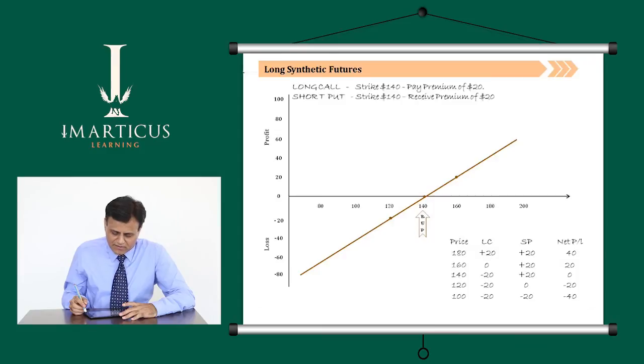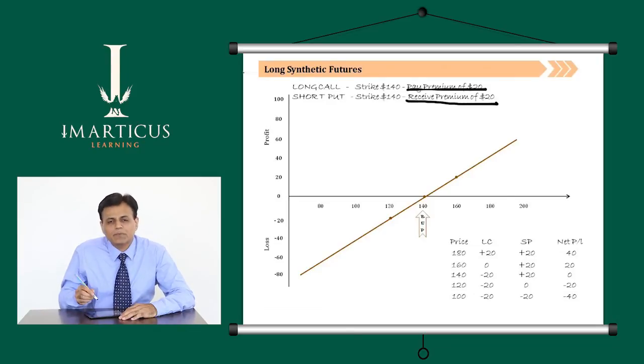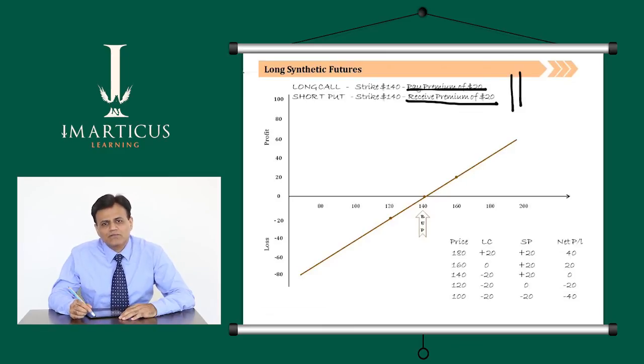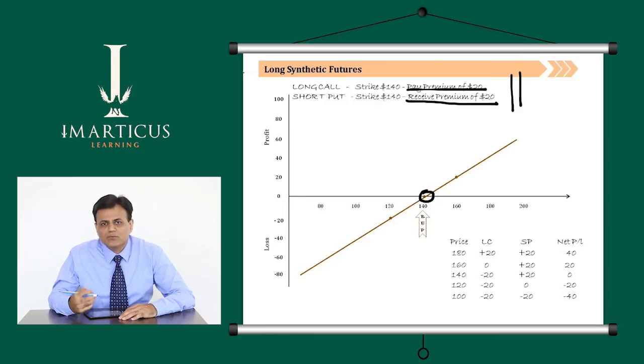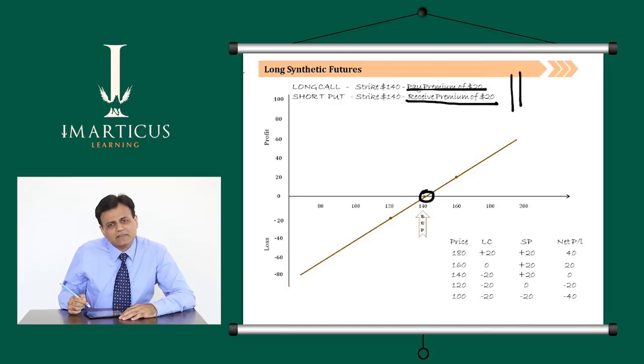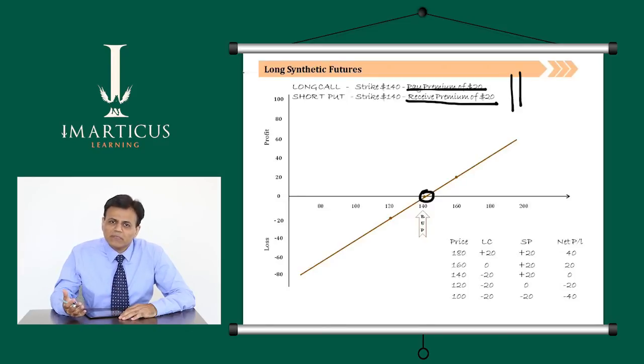In this strategy, we have paid a premium of $20, but at the same time received a premium of $20. This means that we have no cost on this strategy. The break-even point hence would remain at the strike price, which in this case is $140. What I have built in here are various scenarios of what would be the net profit or loss for us if the prices were to rise or fall.